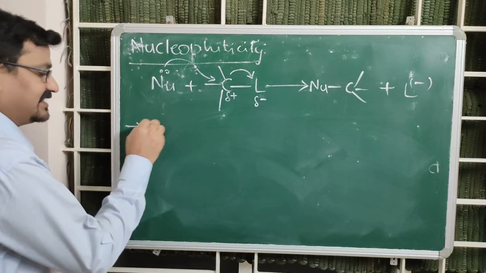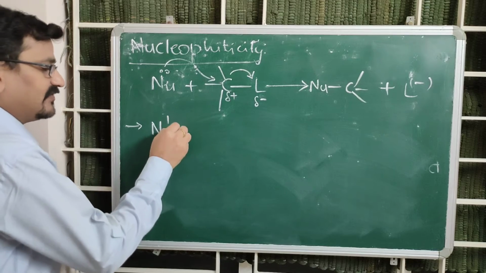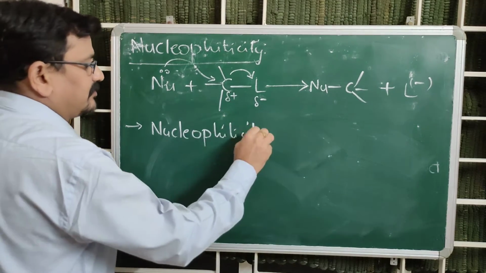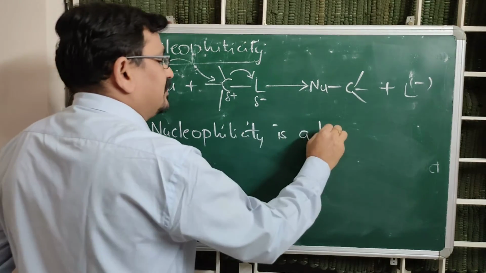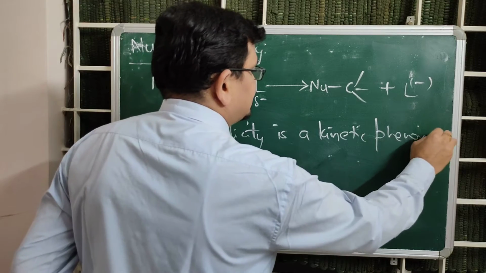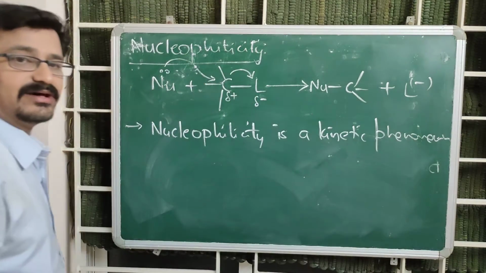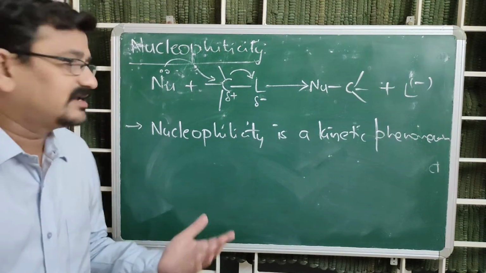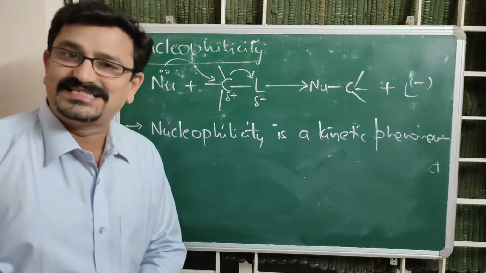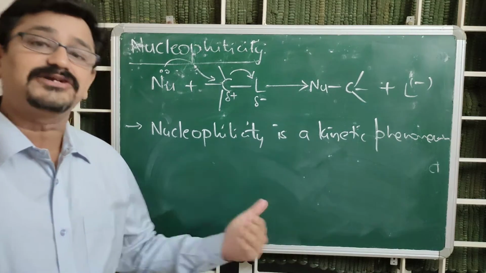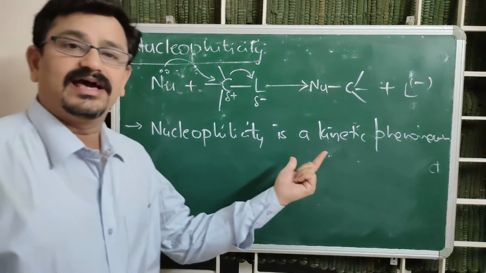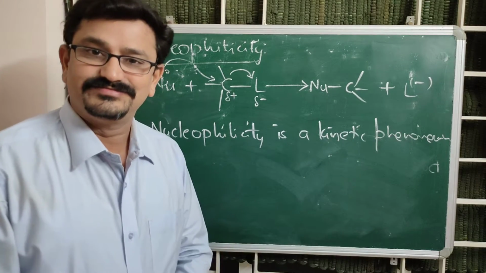The point to be noted here is nucleophilicity is a kinetic phenomenon. How can we say it is a kinetic phenomenon? It is nothing but how fast it can attack at an electrophilic center. It's nothing but the rate of attack at an electrophilic center. That's why nucleophilicity is called a kinetic phenomenon.